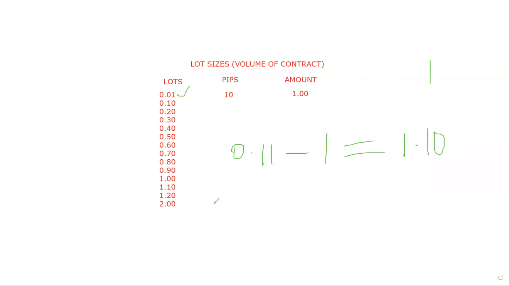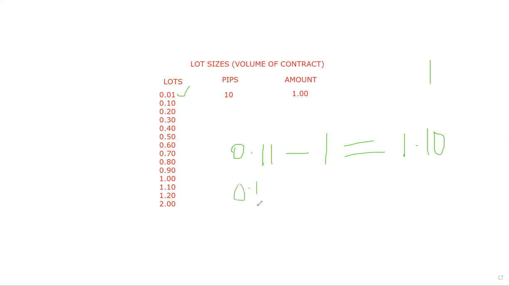Is the calculation clear? Simple mathematics. 0.01 lot size is what? 10 cents. So 0.01 stands for 10 cents. Then 0.10 stands for what? $1. 1 pip is equal to $1. So 0.11, 1 pip is going to be $1.10.